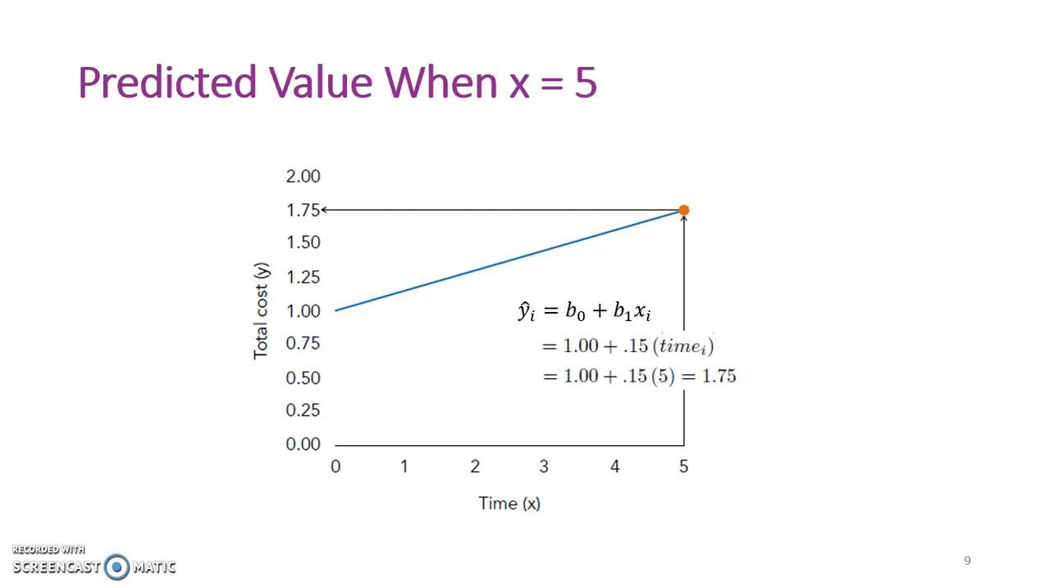So this is basically telling us that we can predict that if we have to rent the Bird e-scooter for 5 minutes to get across campus, we're going to have to pay $1.75 to rent the scooter.